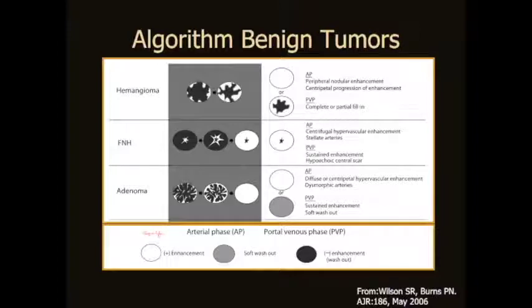if I include just these three common benign lesions, you can see that the gray column in the arterial phase has got little pictures of the specific features that we're looking for. And so what's important about this? Well, when we do dynamic real-time ultrasound with CEUS, we're looking for these specific patterns.